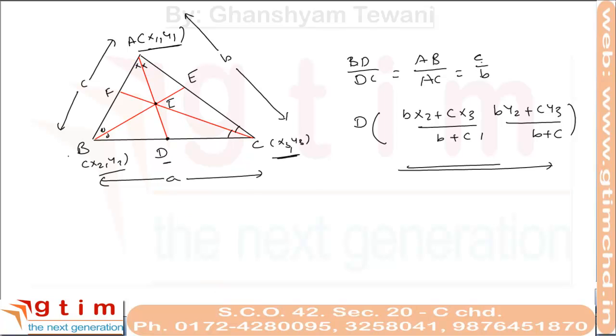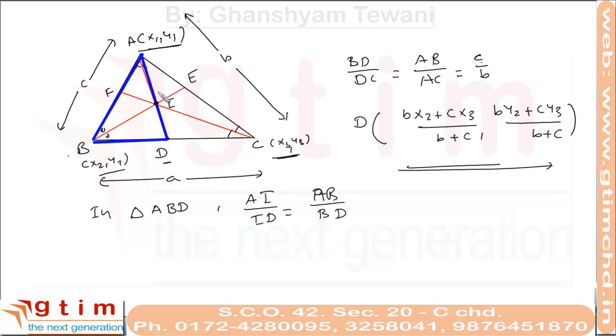If we consider triangle ABD, in this triangle BI is the angle bisector. Then in triangle ABD we have AI upon ID equal to what? AB upon BD, using the same property of angle bisector, which divides the opposite side in the ratio of adjacent sides, that is AB upon BD.